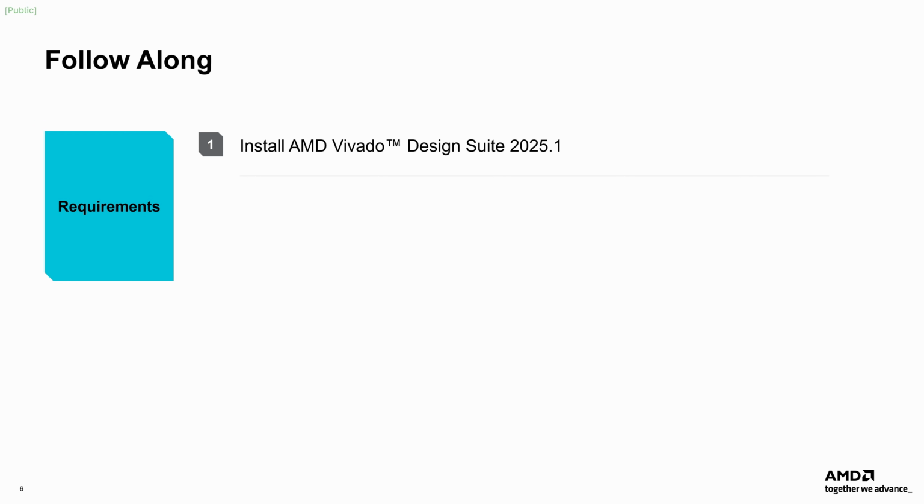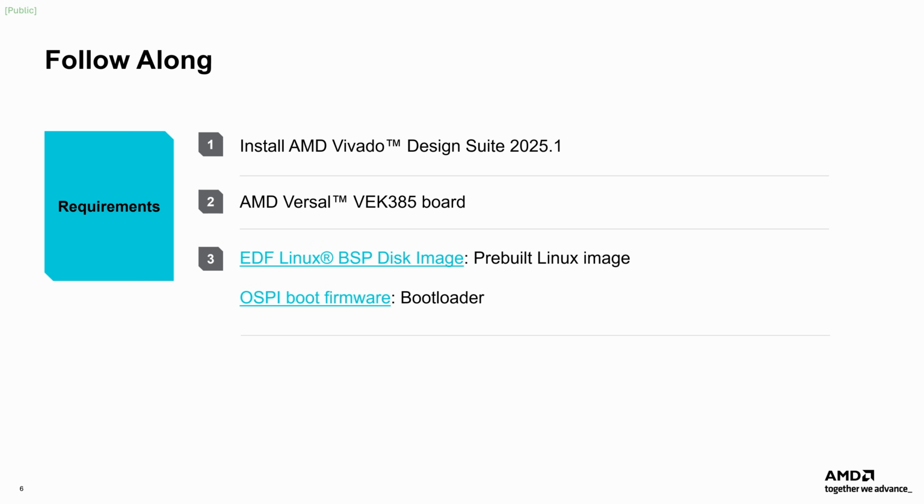To follow along, ensure that Vivado is installed on your machine. This video will be using Vivado 2025.1 on a Linux machine. A VEK 385 board running EDF Linux will also be needed. For assistance booting a VEK 385 using the EDF Linux BSP disk image and OSPI boot firmware, please refer to the Getting Started with AMD Embedded Development Framework EDF using pre-built images video.